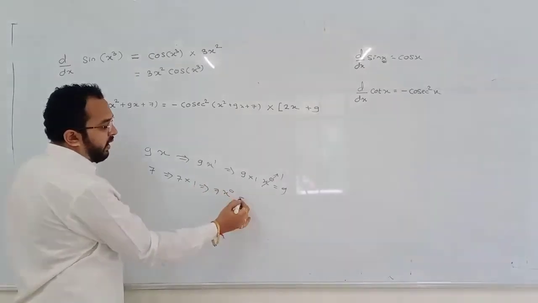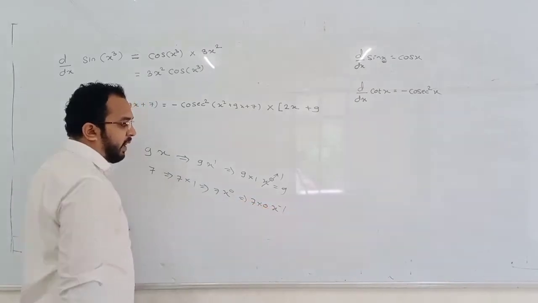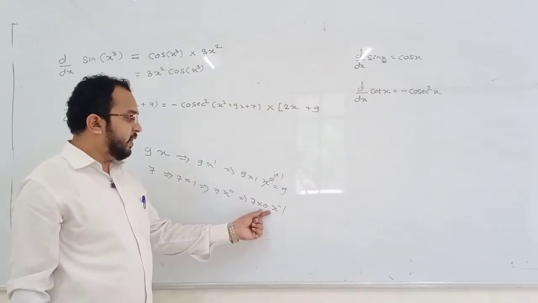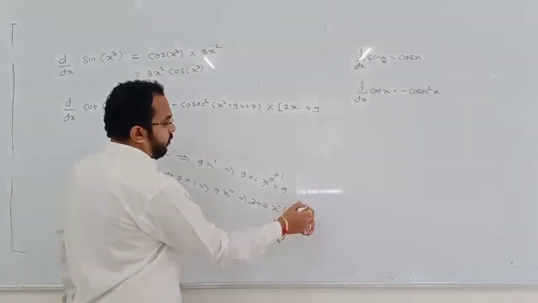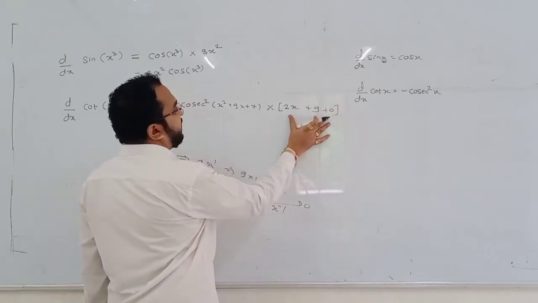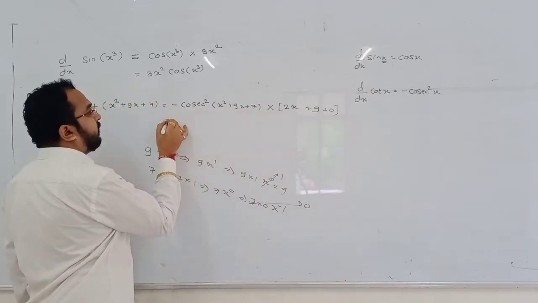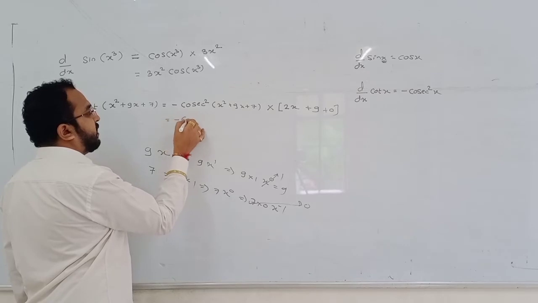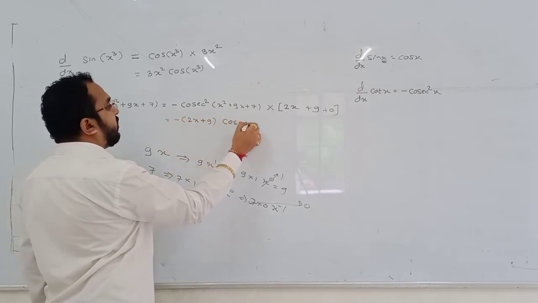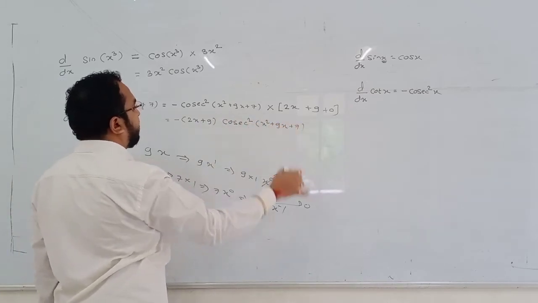And when this 0 comes to the numerator after differentiating, the power becomes -1. And when any equation is multiplied by 0, the whole term becomes 0. Whole term will become 0, so plus 0. So now don't multiply this term to the bracket. Take the whole term here. So minus 2x plus 9, then cosec square of x square plus 9x plus 7.